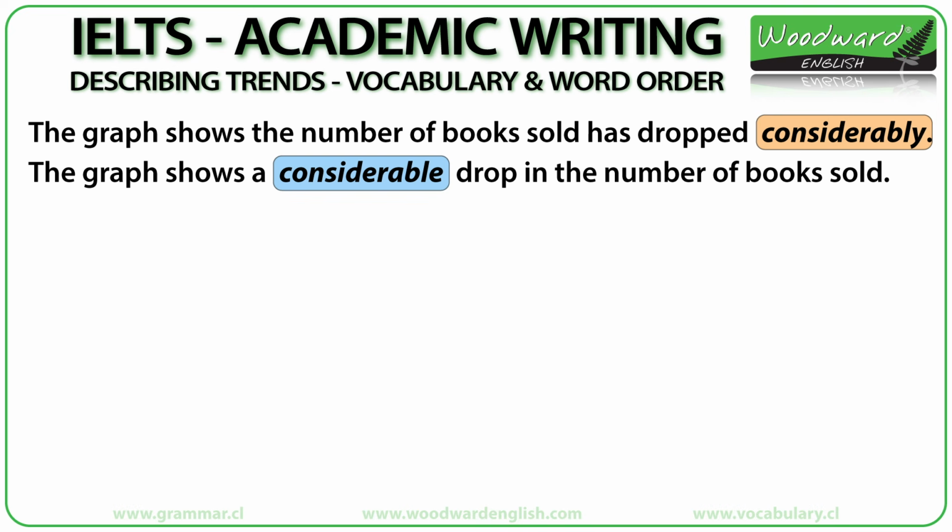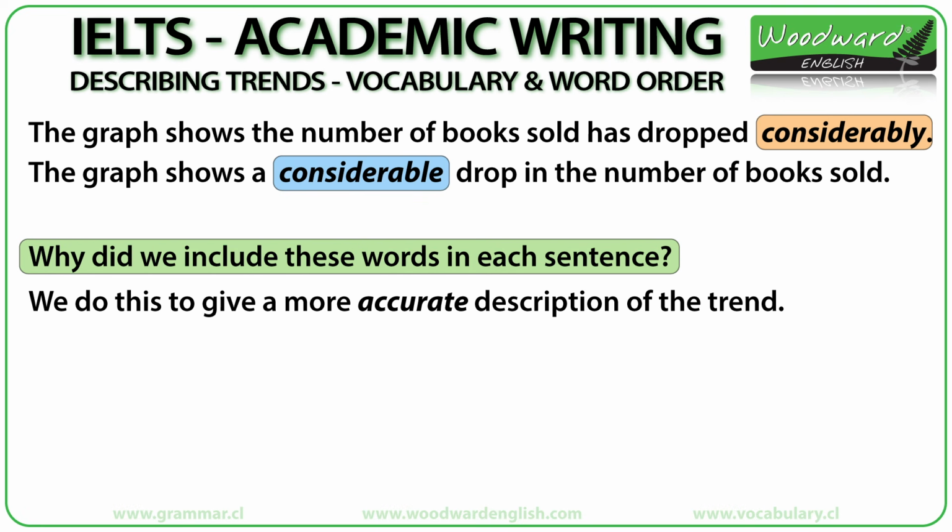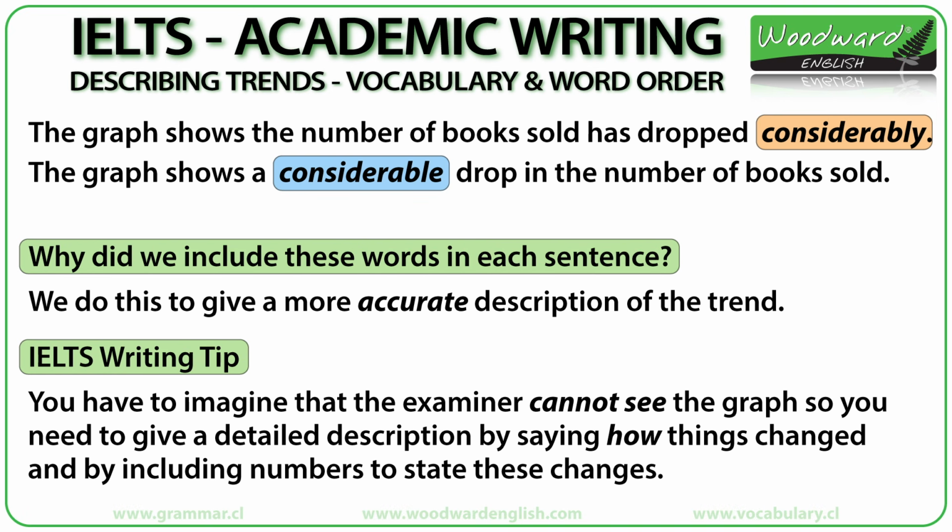So, let's look at these two sentences again. Why did we include these highlighted words in each sentence? We do this to give a more accurate description of the trend. My IELTS writing tip: you have to imagine that the examiner cannot see the graph. So you need to give a detailed description by saying how things changed and by including numbers to state these changes.